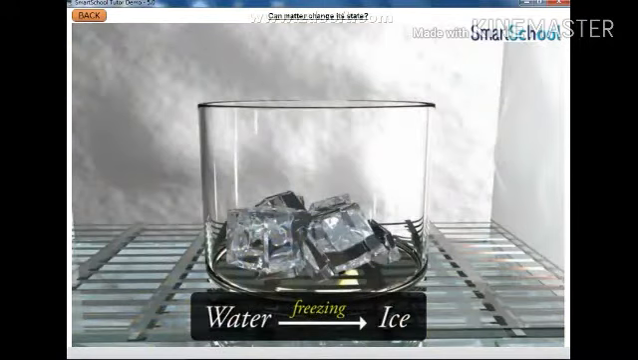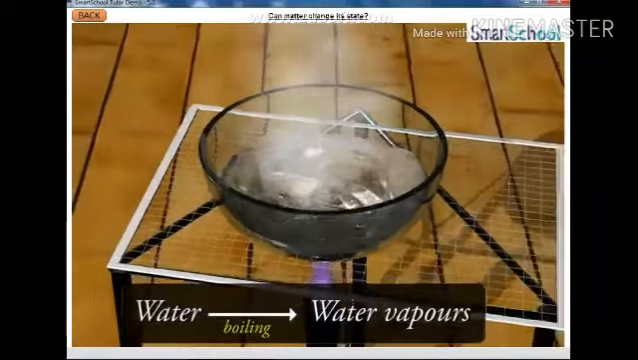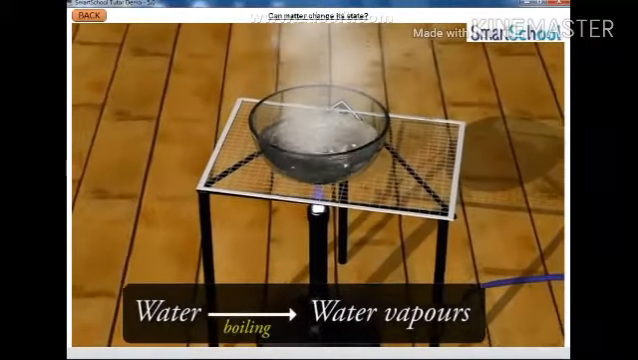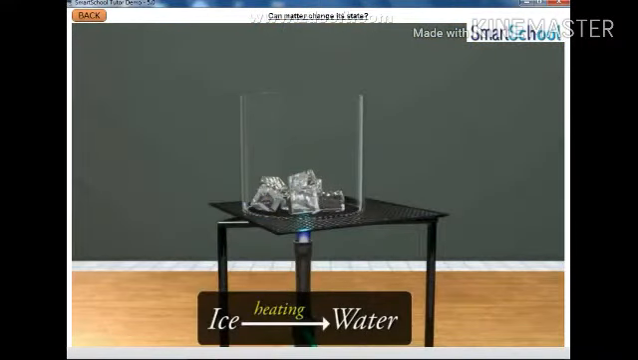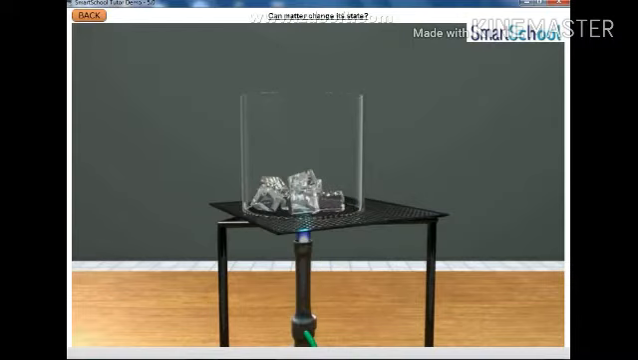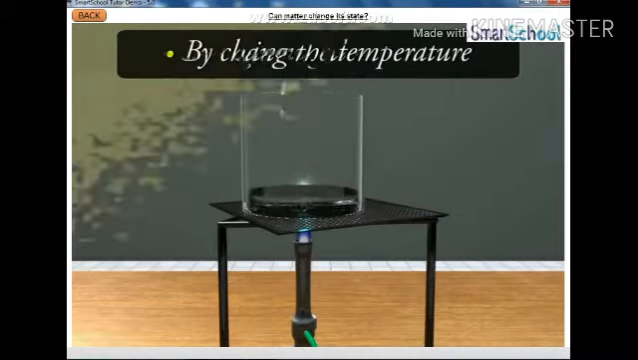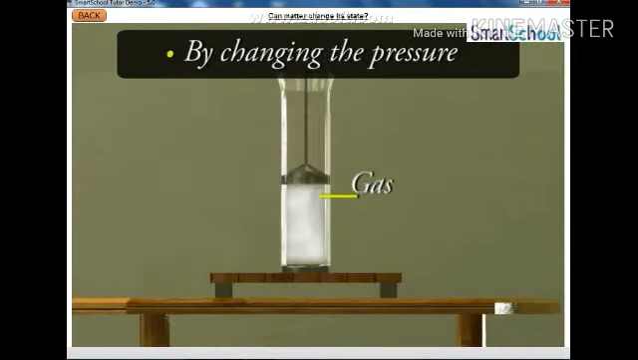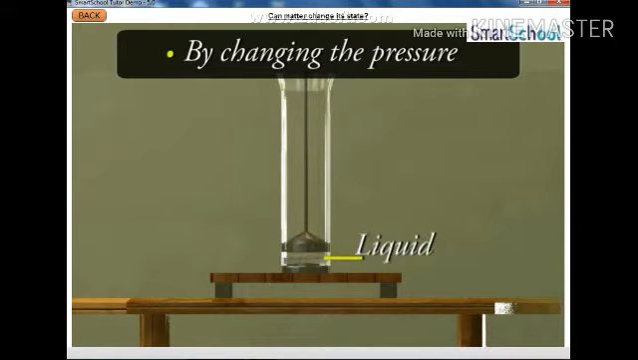The liquid state, that is water, can be converted into ice by freezing, and similarly, the gaseous state, that is water vapor, can be achieved by boiling the water. In a similar manner, ice can be converted into water by raising the temperature. We can thus infer that one state of matter can be converted into another state by changing the temperature and also by changing the pressure. But here we would restrict our discussion to the conditions of constant pressure.